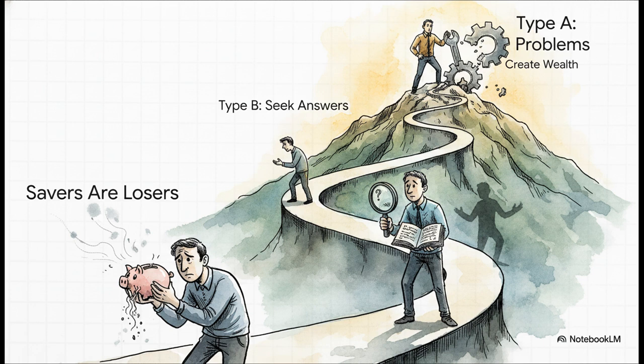Moving up to the active levels, we find type C, B, and A. Type C investors are folks who just look for an expert to tell them what to do. Type B investors are better. They actively seek their own answers in education. But the absolute pinnacle is the type A investor. Type A investors actively seek out problems. I know, it sounds crazy, but why? Because taking on and solving massive financial problems like buying a distressed property or a struggling business is exactly how you acquire great wealth quickly.